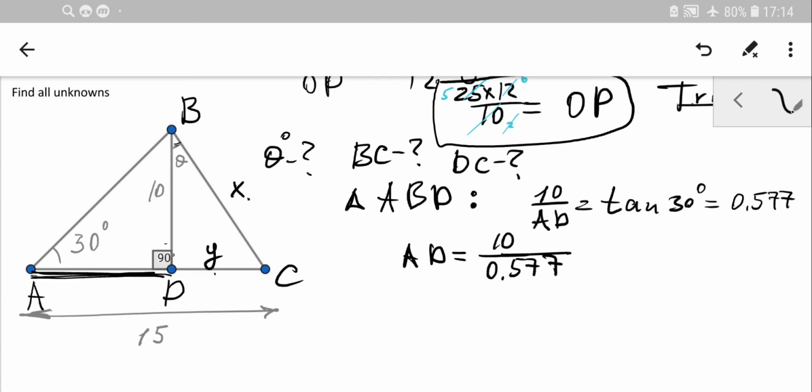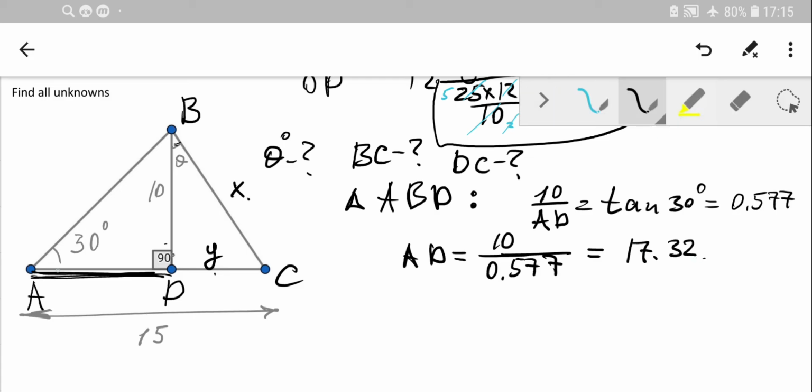So we've got 10 over tangent 30. The result is 17.32. Now we know that this is the value for AD. If we put 17.32, what are we actually able to find?